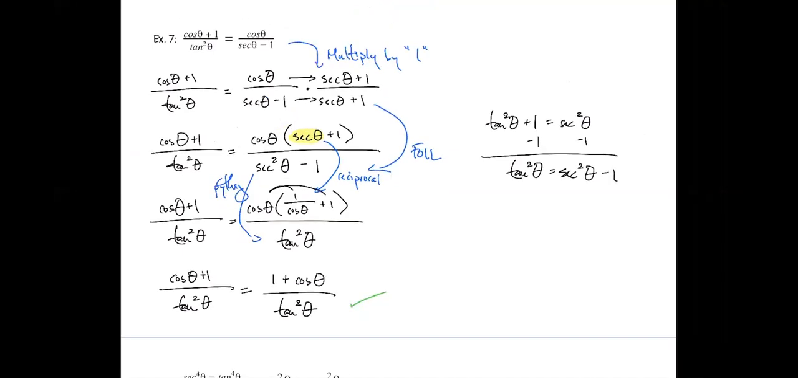So an extra trick to add to that bag of strategies is that sometimes we can be creative on how we multiply by 1. Okay.